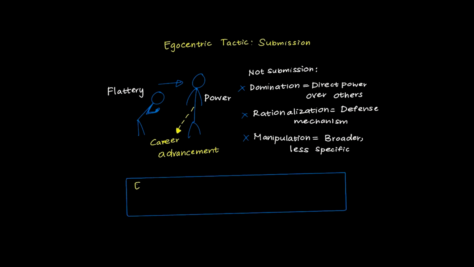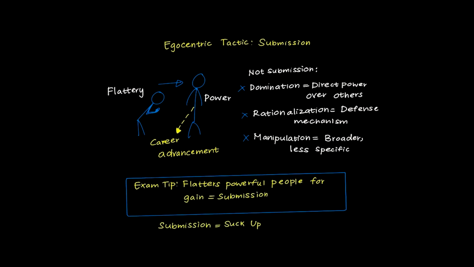Here's a WGU D265 OA exam tip for you. Flattering and catering to powerful people for personal gain is submission. Quick recall hook. Submission = suck up to move up.